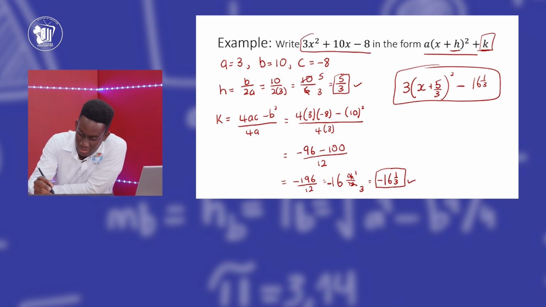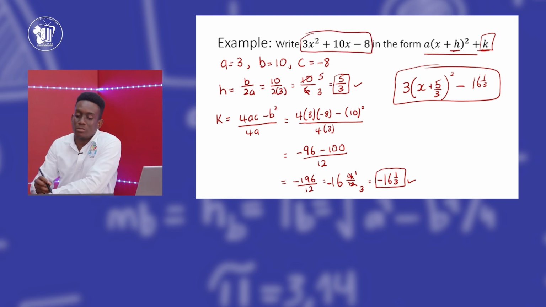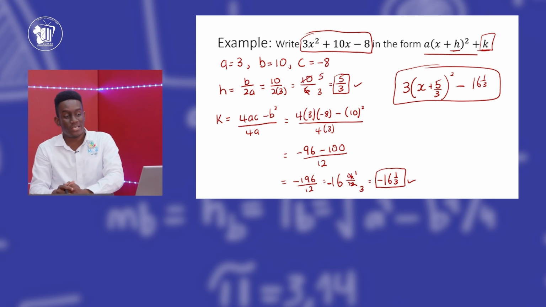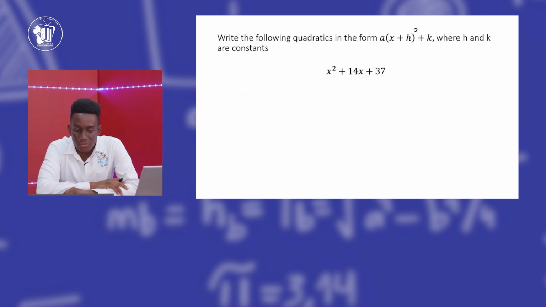So this is the quadratic in that form using the formula. All we need to do is find a value for h, find a value for k, identify what a is, and then we work it out. So let's look at another example.